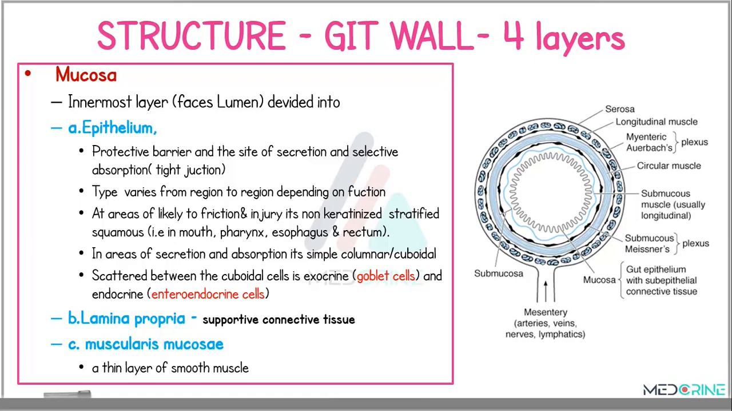The next layer of the mucosa is the lamina propria. The lamina propria acts as a supportive connective tissue in the GIT wall. And lastly, we have the muscularis mucosa, which is a thin layer of smooth muscle.